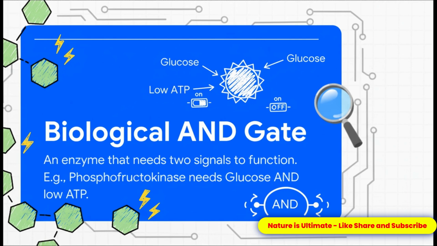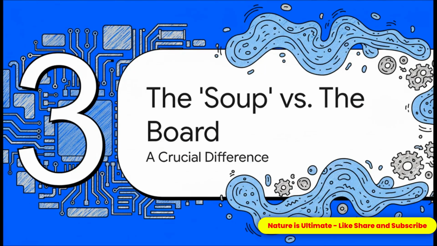There's a key enzyme for producing energy that will only switch on if, and only if, it detects both glucose that it can process and a signal that the cell is running low on energy. If even one of those signals is missing, nope, the gate stays shut. That is literally decision-making happening at the molecular level. It's amazing.